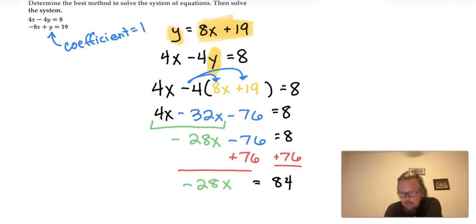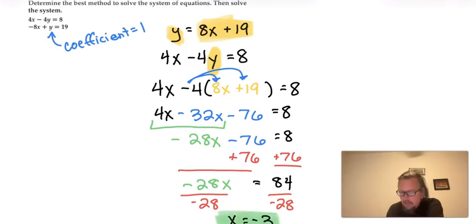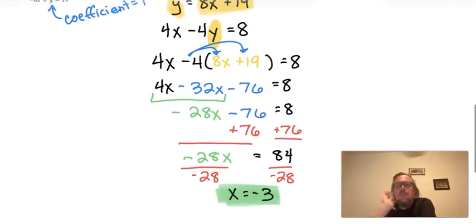And then we'll divide both sides by negative 28 using the division property of equality. And believe it or not, doesn't look like it will, but 84 does divide evenly by 28. 84 divided by 28 is 3. And so a positive divided by a negative is a negative, so x is negative 3. So that works out nicely. We get a really nice number there, negative 3. Okay, so that's our value of x.